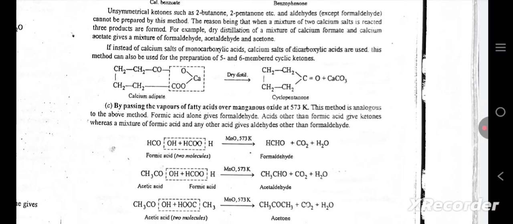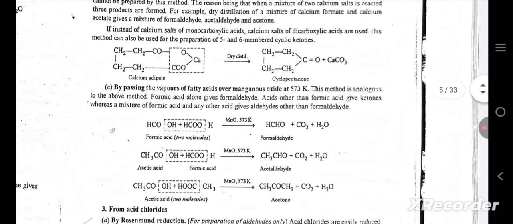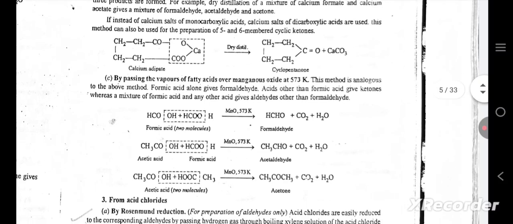The reason is that when a mixture of two calcium salts is reacted, three products are formed. For example, dry distillation of a mixture of calcium formate and calcium acetate gives a mixture of formaldehyde, acetaldehyde, and acetone. If instead of calcium salts of monocarboxylic acids, calcium salts of dicarboxylic acids are used, this method can be used for the preparation of 5 and 6 membered cyclic ketones.